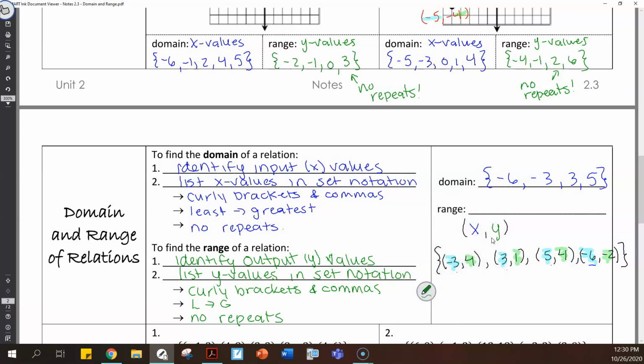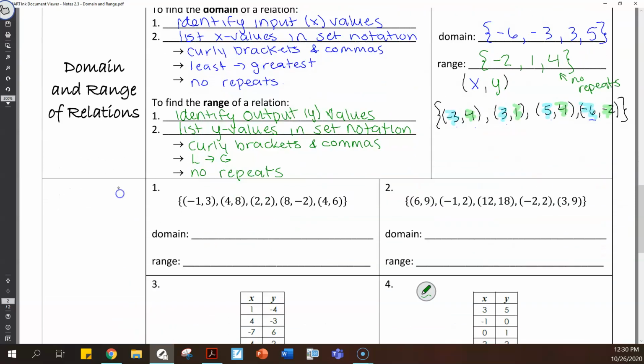I'm going to list them, curly brackets. My least is -2. I want to go least to greatest. Then I've got 1 and 4. Now, even though I have two 4s here, I still only want to write it once because I want no repeats in my list of the range.